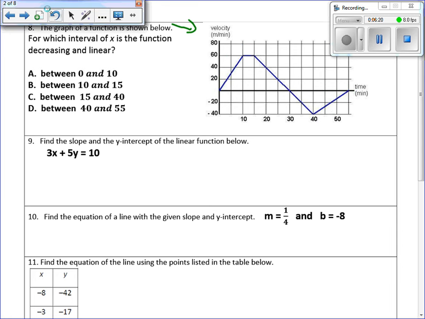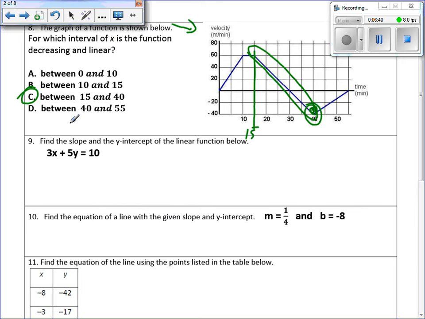They're asking about this section where it is decreasing and linear. Linear because it's a straight line. So at which section is that? Well, it starts here. So that's at 15, and it ends here at 40. So from 15 to 40.